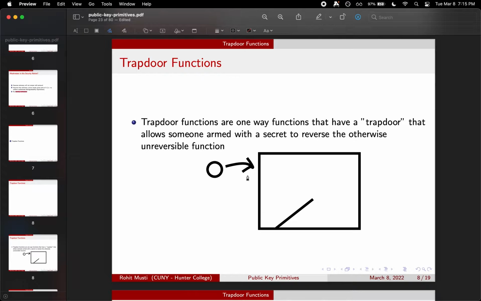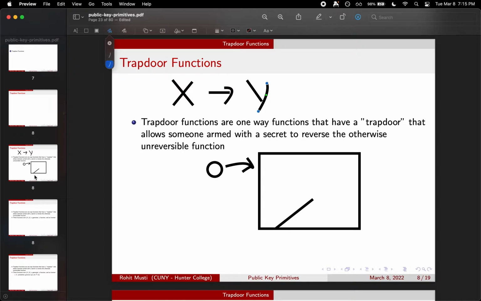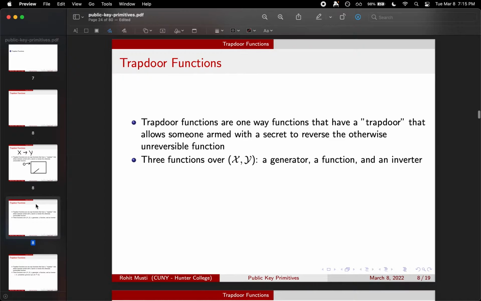So if you think about a one-way function, it maps from some initial space x to some new space y. But given a y, you cannot map to an x. But if you had a little trapdoor, that would allow you to access the mappings from y to x. That's the basic idea of what we're going to accomplish with the trapdoor function.